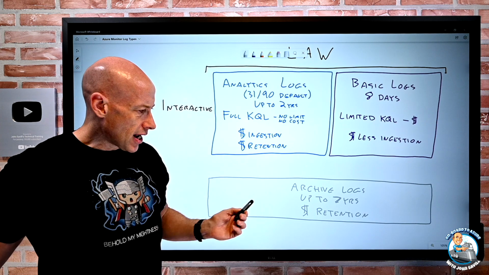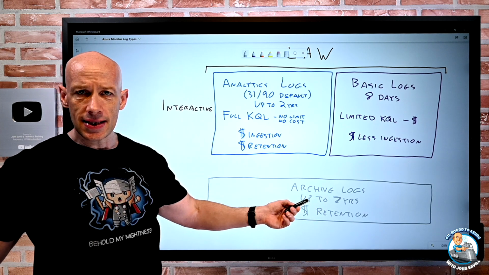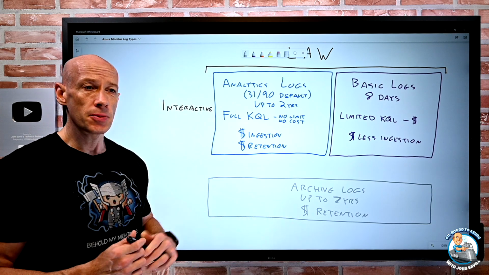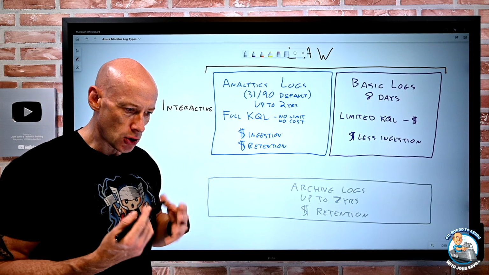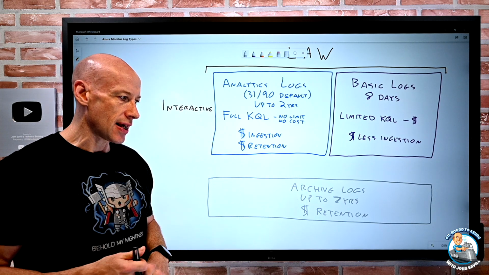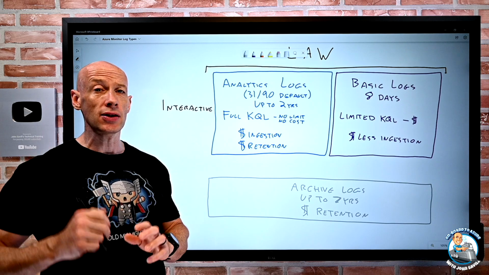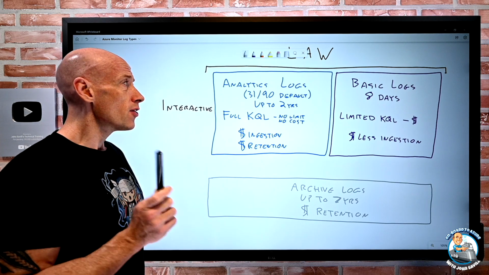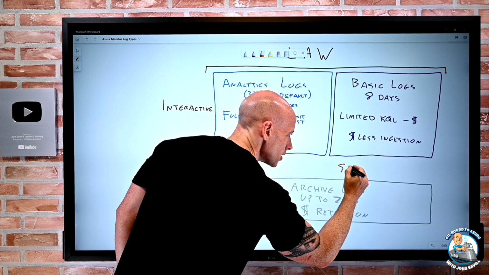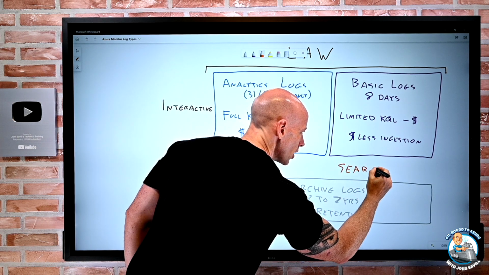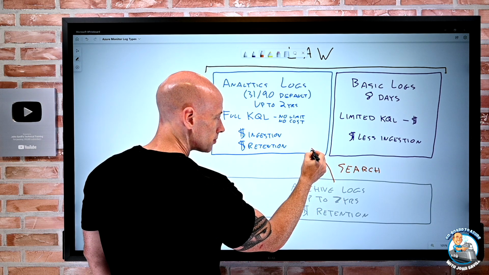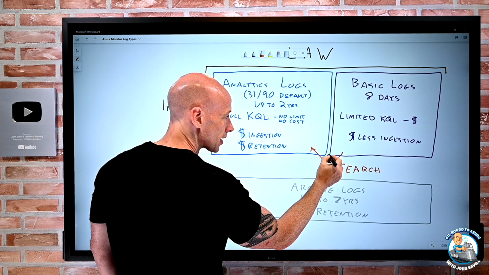But I said I can't actually do operations against this directly. I can't just run even a limited KQL. There's no dollar fee to be able to run a query against the archive logs. So how do I actually do something against the archive logs? There's two things I can do. The first is I can perform a search. I can actually perform a search against archive. I can also perform it against basic.